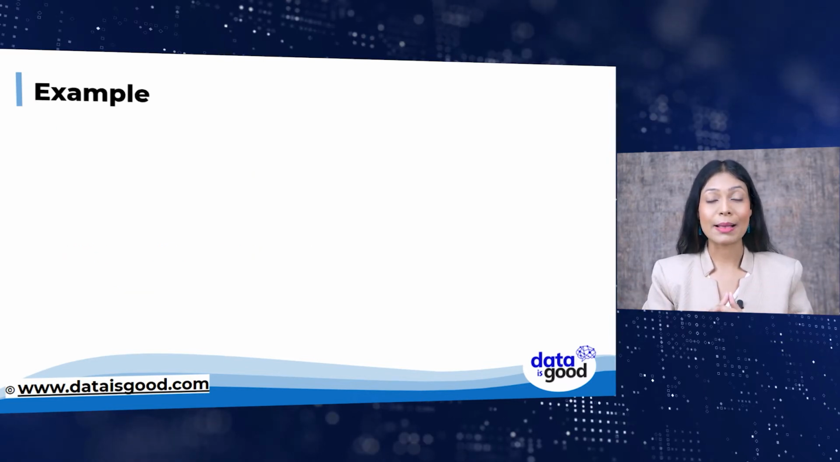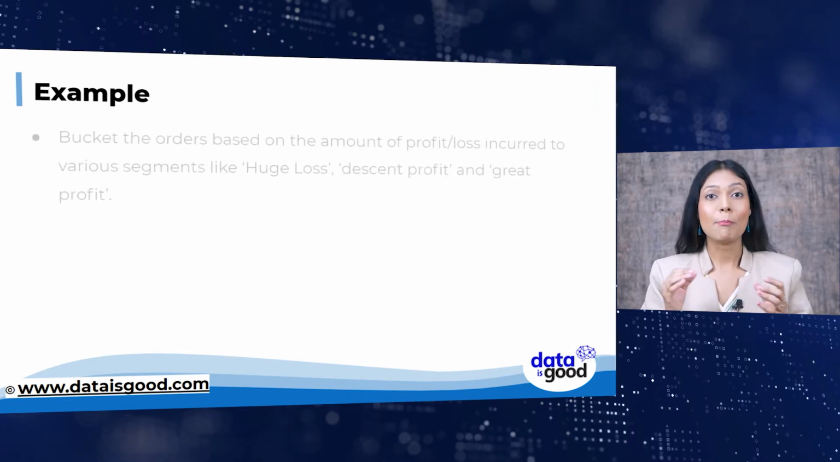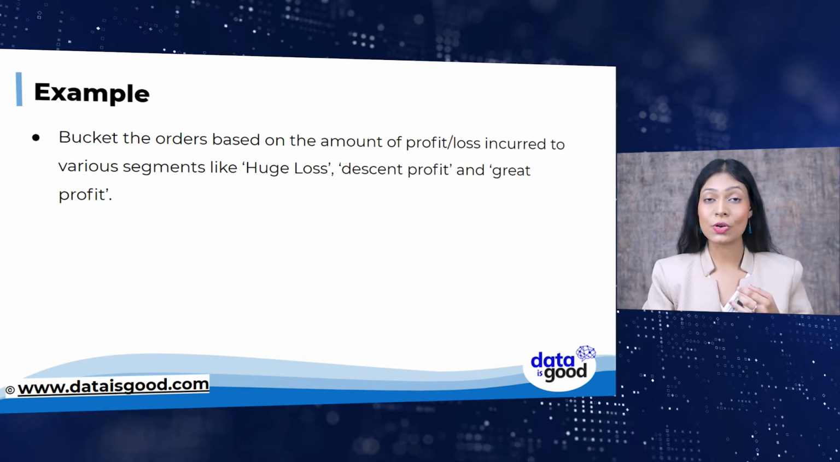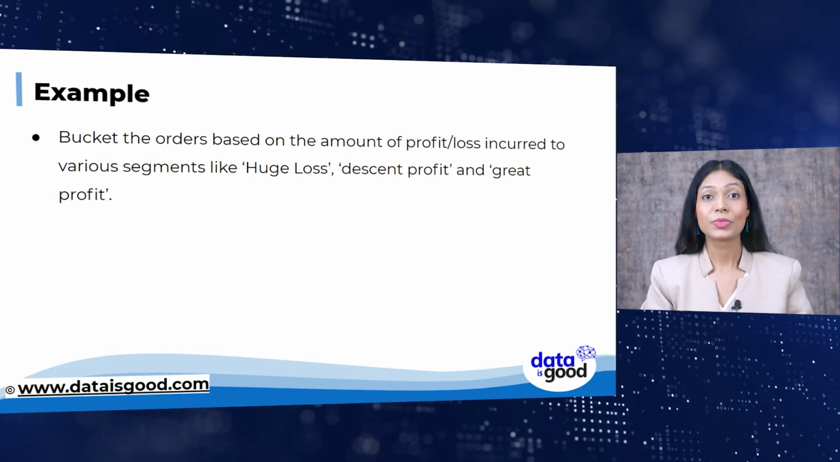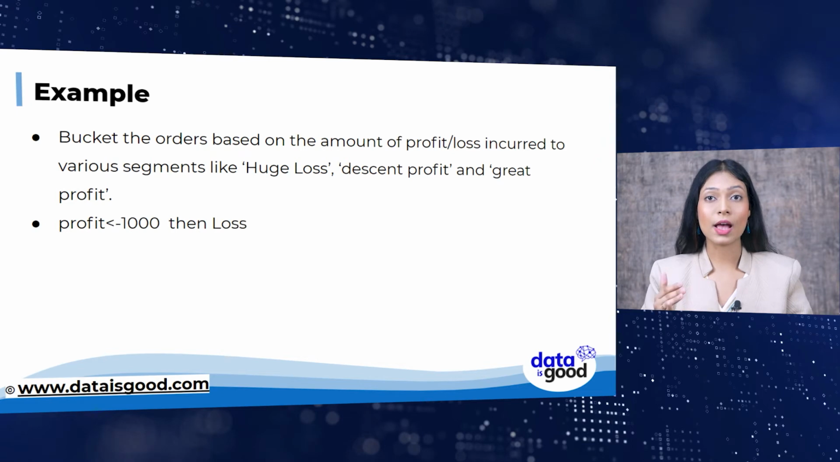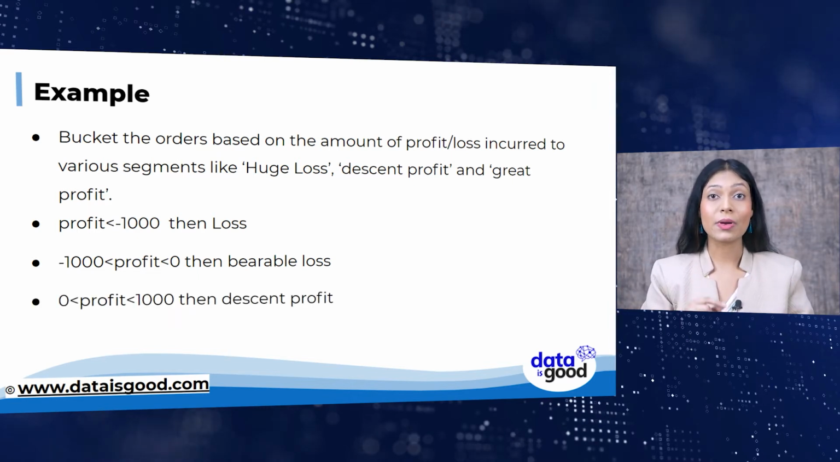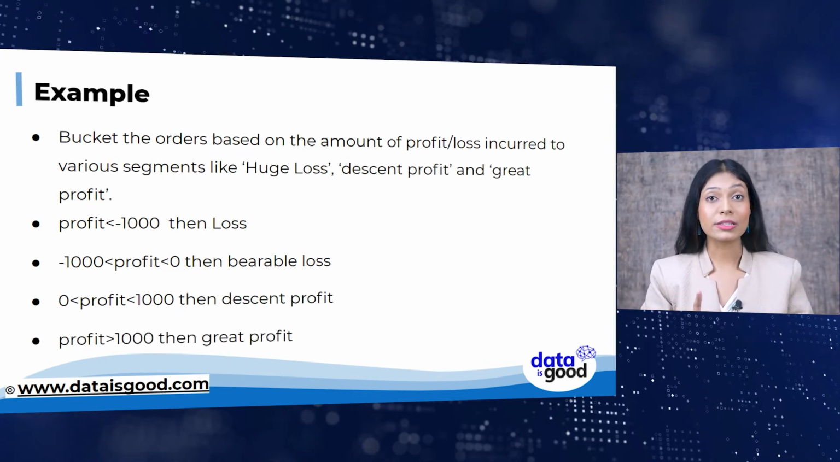Let us look at an example of case statements. Bucket the orders based on the amount of profit or loss incurred into various segments like huge loss, bearable loss, decent profit, and great profit. Profit less than minus 1000 indicates huge loss. Profit between minus 1000 and 0 indicates bearable loss. Profit between 0 and 1000 indicates decent profit. Any profit greater than 1000 indicates great profit.